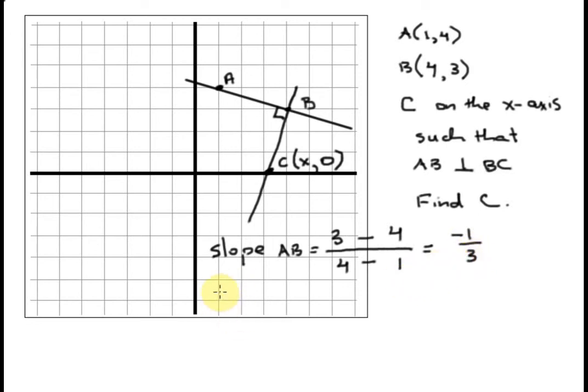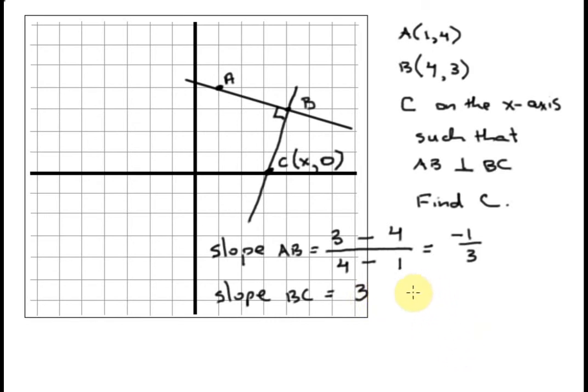So what does that tell me about the slope of BC? Well, it's supposed to be perpendicular to AB, which means it's got to be the negative reciprocal. So I'm going to flip this over and turn it positive, which means it's got to be 3. So if I take now the coordinates of points B and C, put them in the slope formula, knowing it equals 3, I actually have an equation I can solve.